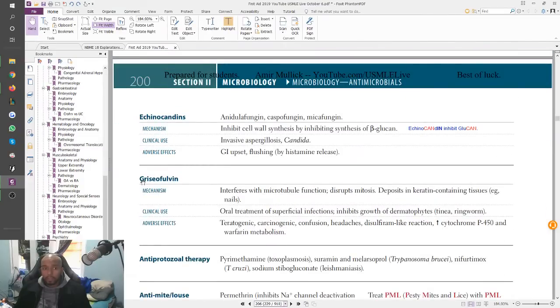The only one that wasn't mentioned was griseofulvin. Right, griseofulvin is the oral treatment of superficial infections. It inhibits dermatophyte growth like tinea and ringworm and stuff like that. Interferes with microtubule function, disrupts mitosis. Okay, deposits in keratin-containing tissues. But it is teratogenic. It's also carcinogenic. It's also related to your P450, increases P450 and warfarin metabolism, which is why this medication ends up being pretty high yield. Otherwise, what it does and how it's used is really easy and straightforward.